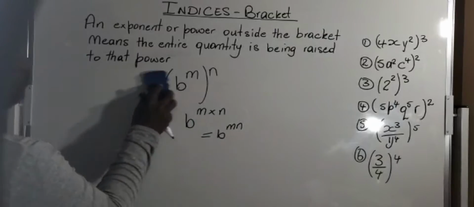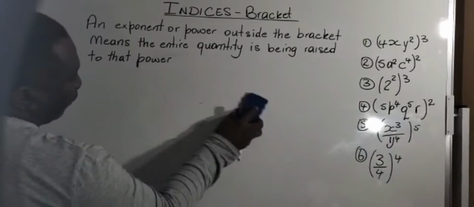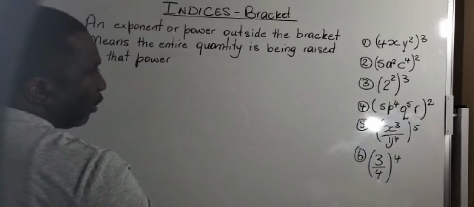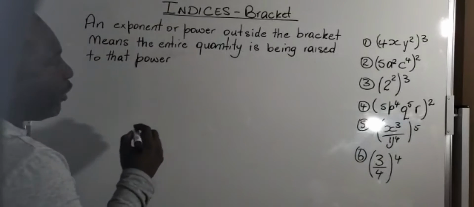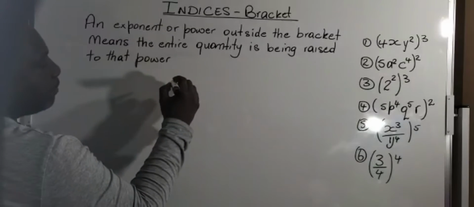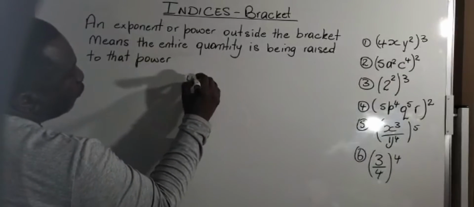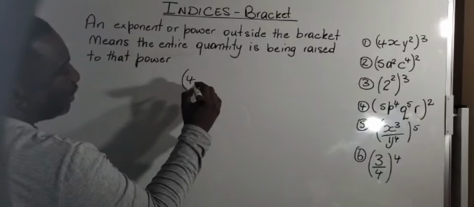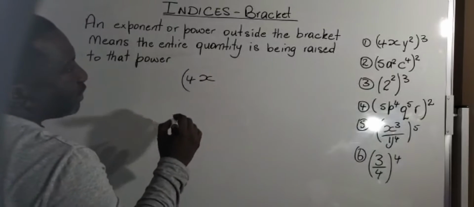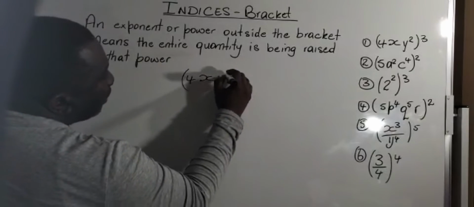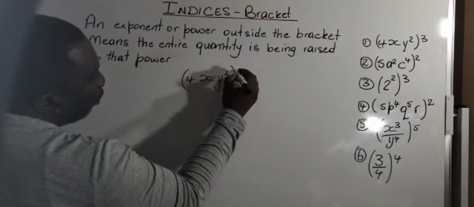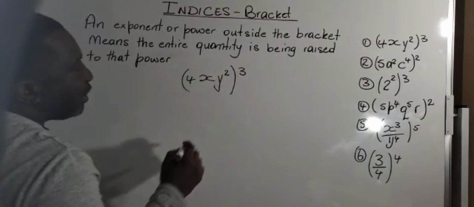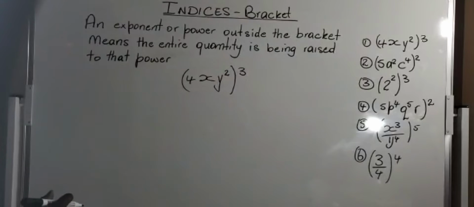So let us now work the problems stated on the chalkboard. So the first one is 4, all in bracket, x, y to the second power, all being multiplied by 3.